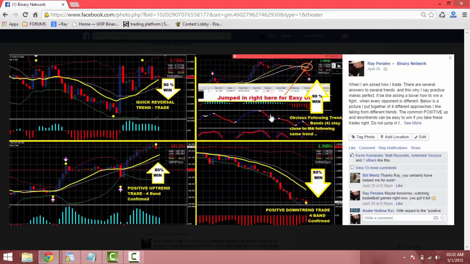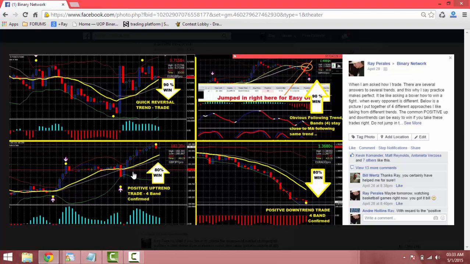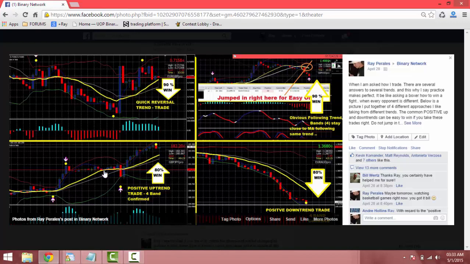So in our bottom left one, this is a good positive uptrend right here. I call them positive uptrends because all 4 bands, the same bands as you saw over here, are telling you it's going up. These kind of trends right here are great for long-term trends. And when I'm talking about long-term trends, I'm talking about 5-6 hours, guys. The reason why is because in this case, it's an hour chart here, okay? So these are all hour charts, okay?